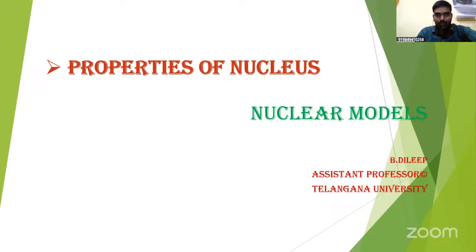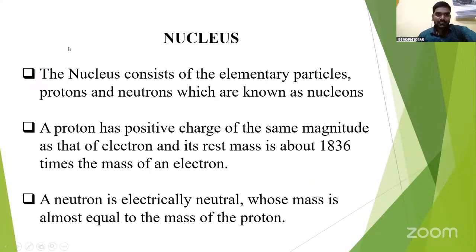If you see the number of protons, how will you indicate it? By Z we will indicate, right? The number of protons is indicated by Z. That is nothing but the atomic number. If you add the protons and neutrons, we'll call it the mass number, which we indicate by capital A, isn't it?